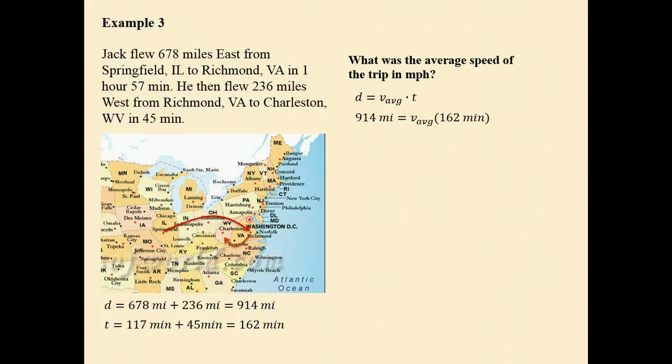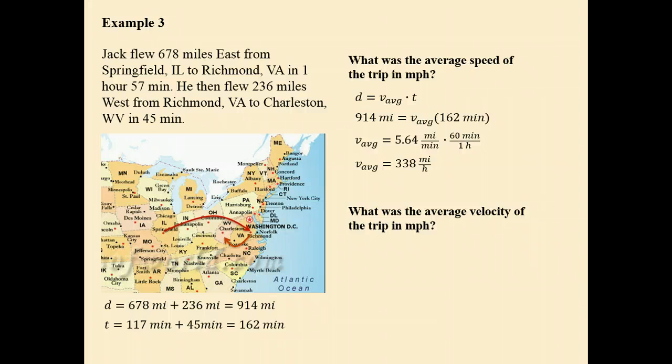Plugging into the equation, you do 914 miles divided by 162 minutes gives you an average speed of 5.64 miles per minute. But we were asked to put our answer in miles per hour, so we need to convert the minutes to hours, or 338 miles per hour.